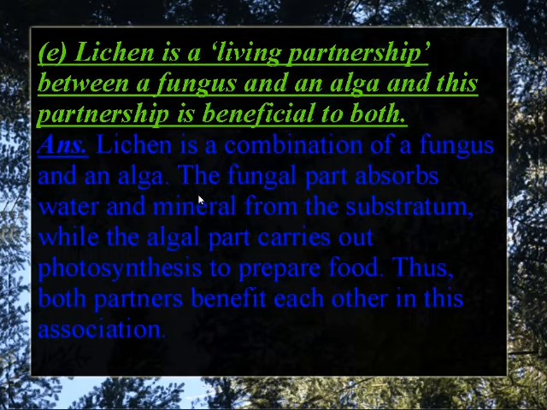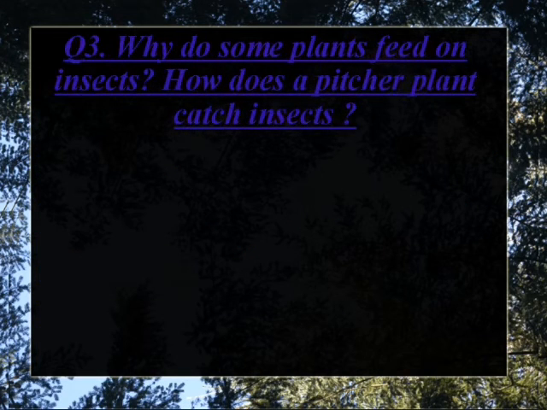And the E number is, lichen is a living partnership between a fungus and an alga, and this partnership is beneficial to both. Lichen is a combination of a fungus and an alga. The fungal part absorbs water and minerals from the substratum, while the algal part carries out photosynthesis to prepare food. Thus, both partners benefit each other in the association.